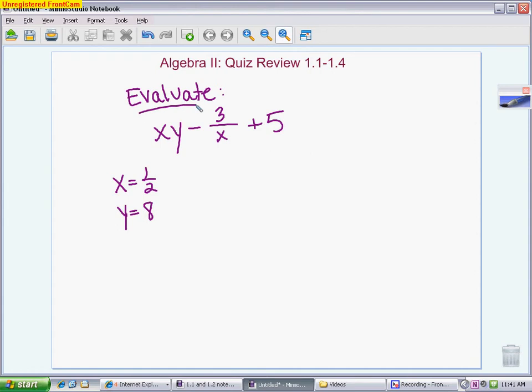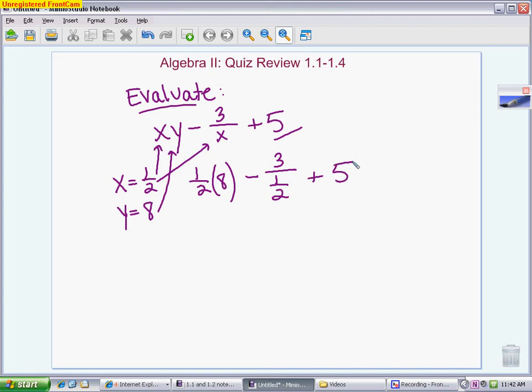So you want to plug in your values for x and y and figure out what you get. When you plug in the 1/2, you're going to put it here. 1/2 for x, you're also going to put an 8 here, so it's 1/2 times 8 minus 3 divided by, you're putting the half here, a half. And then don't forget about the plus 5. It has to be tacked on to the end.